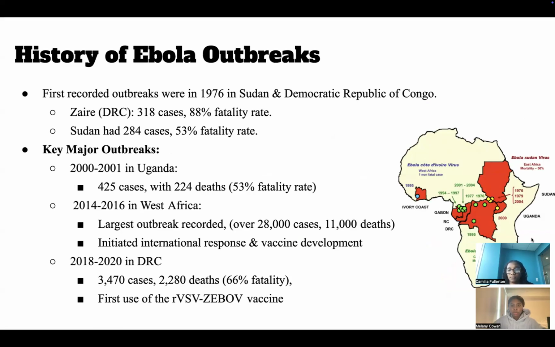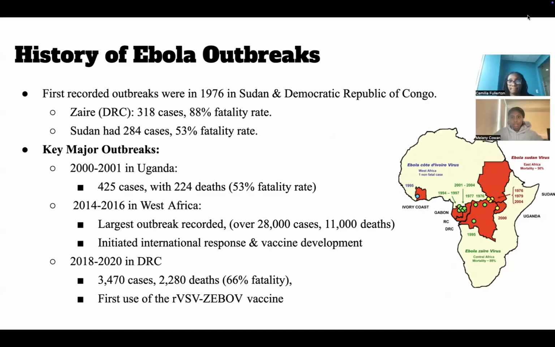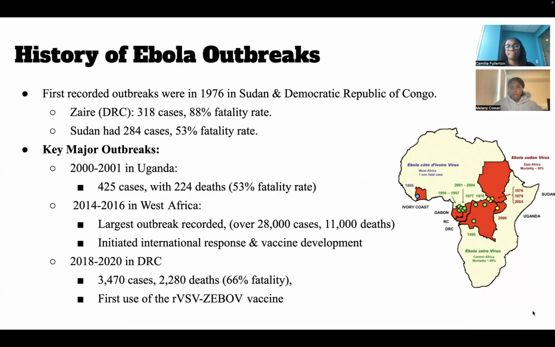So the history of the Ebola outbreaks. First recorded were in 1976 in Sudan and Democratic Republic of Congo. Zaire, DRC, had 386 cases and 88% fatality. Sudan had 284 cases and 53% fatality rate.